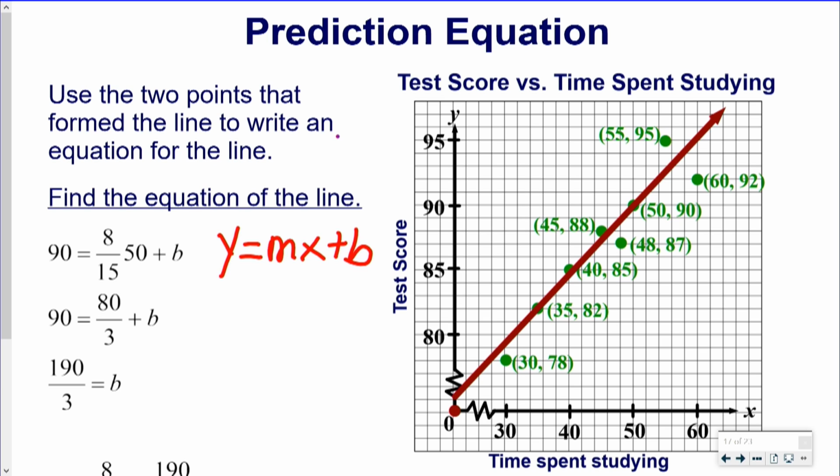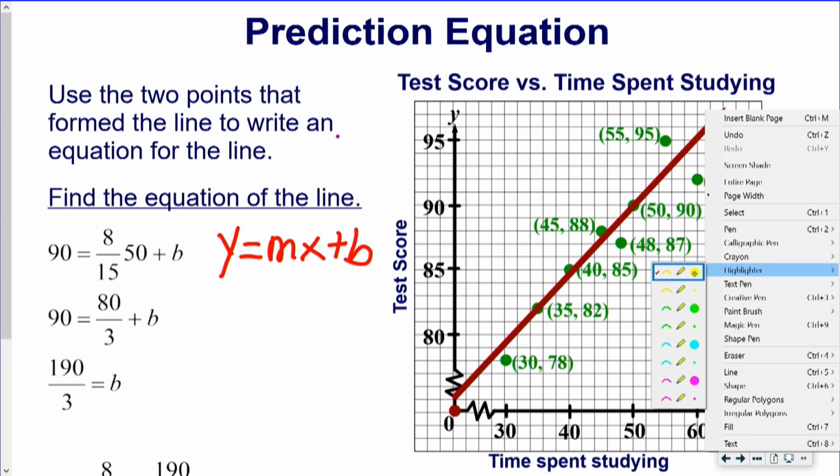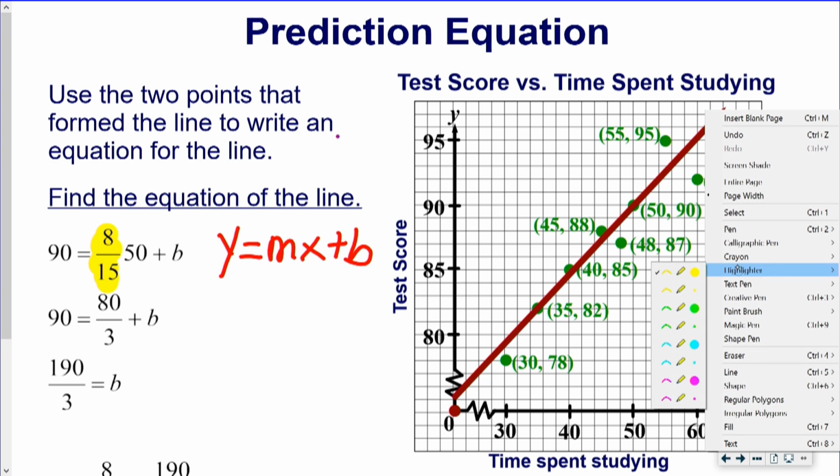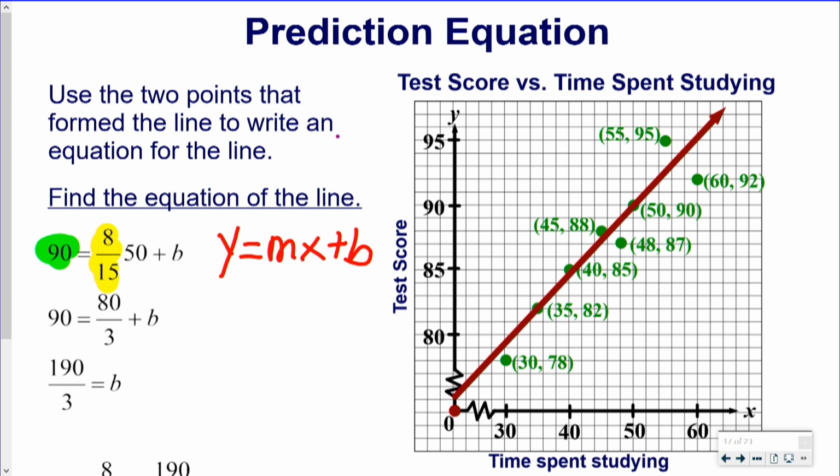Remember that we received 2 points from the line. If we're using the slope-intercept form, we only need 1 point from our line. So we have our x, y, which is the point, and then the m is our slope. We know that the slope is 8/15. Notice that we already have the slope written in our formula here. Now, the 90 is the y value from one of the points. So 90 is my y value. And remember, we only need 1 point.